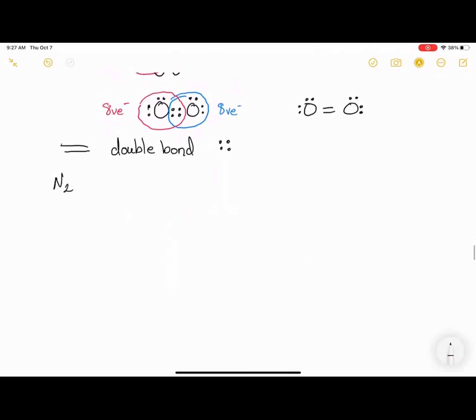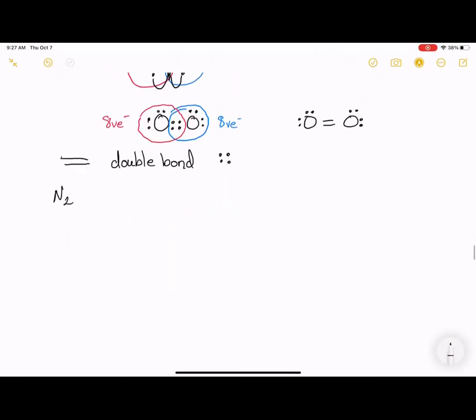Let's look at nitrogen. Nitrogen is in group 15. The last digit is a 5, so it has 5 valence electrons. Nitrogen starts out by sharing a pair of electrons. When it does so, this is the structure that evolves. The right-hand nitrogen says, okay, I have 6 valence electrons, and the left-hand nitrogen says, I have 6 valence electrons.